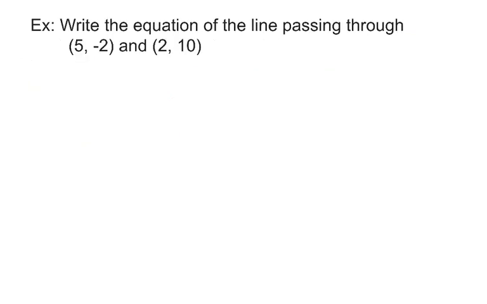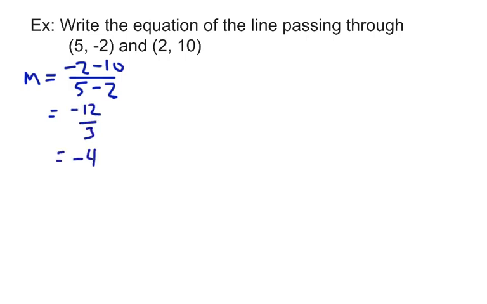Write the equation of a line passing through 2 points. Now when we're given 2 points, we don't necessarily know what the slope is offhand, but we can find it. Because remember, slope is the rise over the run, the y's over the x's. So just subtract the y coordinates on top and the x coordinates on the bottom. Negative 2 minus 10 is negative 12. 5 minus 2 is 3.